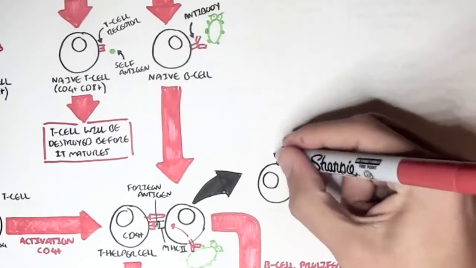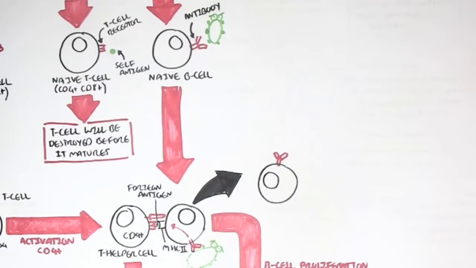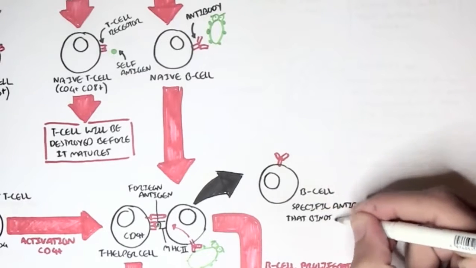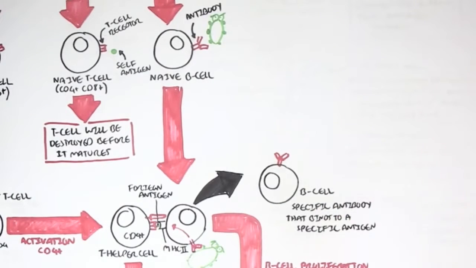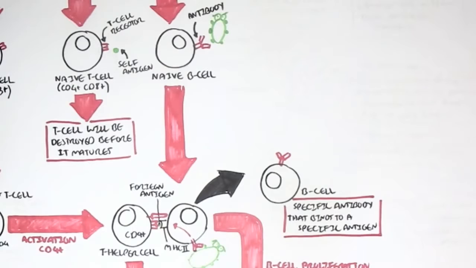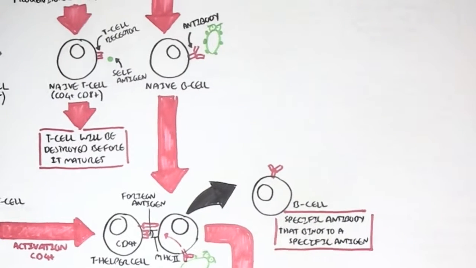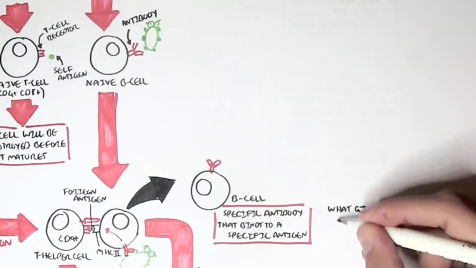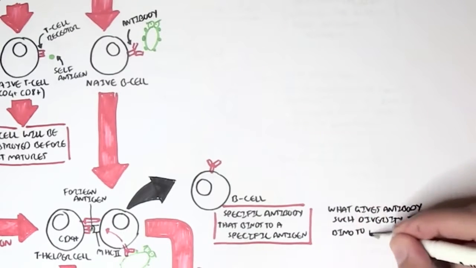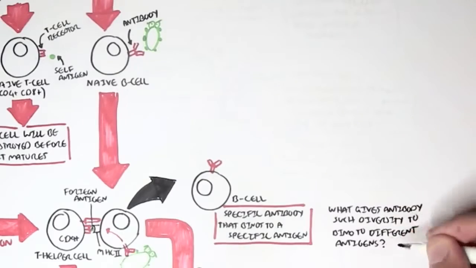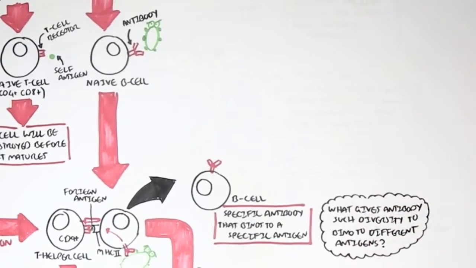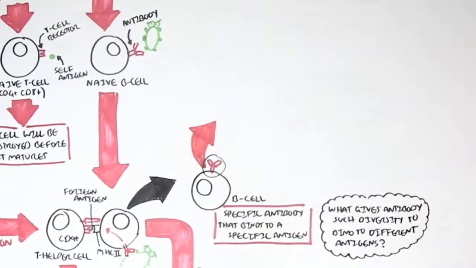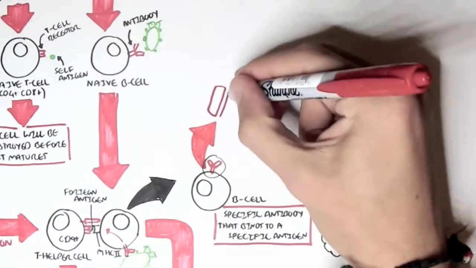Let's begin by looking at the naive B cell. The naive B cells have antibodies on their surface, on their cell membrane. And these naive B cells have specific antibodies that only bind to a specific type of antigen. So what gives the antibody such diversity to bind to a unique type of antigen or different antigens? Well, let's zoom into this antibody here and have a look.